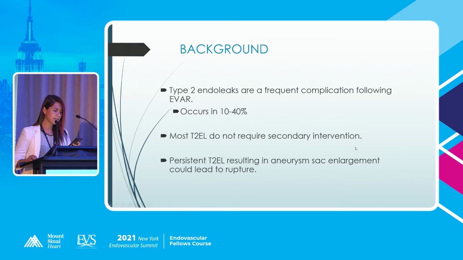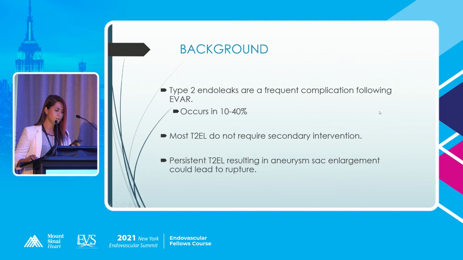First, we have to have in mind that type 2 endoleaks are a frequent complication following a repair of abdominal aortic aneurysm, and that occurs in 10 to 40% of patients. Most of them don't require secondary intervention, and the course of the disease is benign with a spontaneous resolution in most of the reports of the cases in the literature.